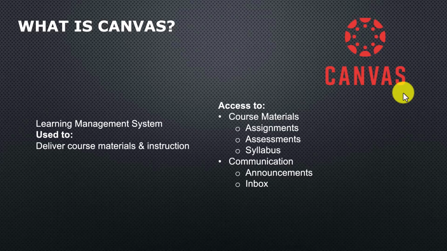The first item is, what is Canvas? Canvas is a learning management system. Learning management systems are a very popular way for institutions and companies to deliver course materials and instruction for various types of learning. In your situation, Canvas will give you access to items pertaining to your course materials, such as your assignments, your assessments, and your syllabus.